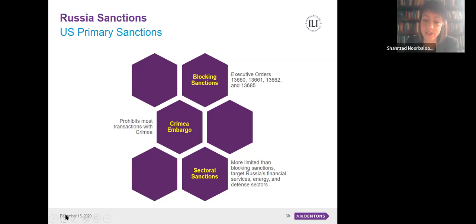In addition to blocking sanctions, the US also maintains an embargo on Crimea, as was mentioned previously. The embargo on Crimea prohibits US persons from engaging in most transactions with that region unless they get a license from OFAC. Specifically, EO 13685 prohibits US persons from both importing and exporting goods, services, and technology from or to Crimea. In addition, the EO also prohibits US persons from facilitating non-US persons to engage in the above transactions. Jason alluded to these anti-facilitation provisions previously. Finally, the US also has in place what we call sectoral sanctions. And if we can move to the next slide.